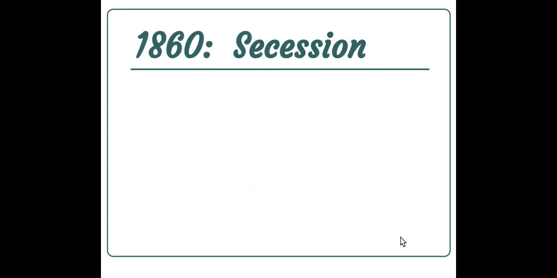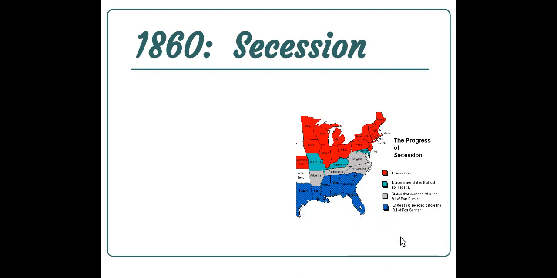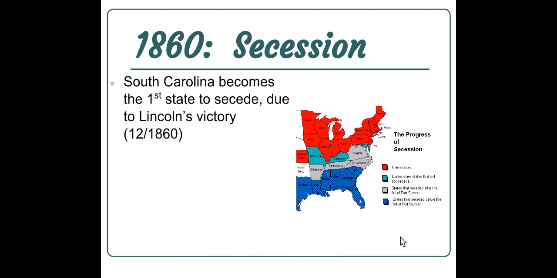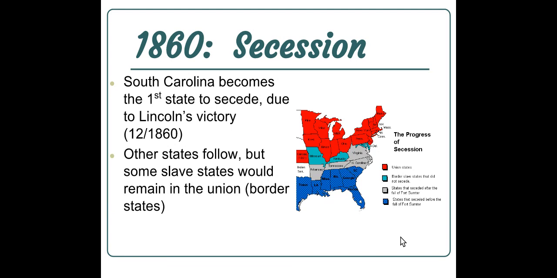So we know that people are going to be upset that Lincoln now wins and that he's going to be a threat to the institution of slavery. In response to Lincoln's victory, South Carolina becomes the first state to secede from the Union. They are going to secede in December of, I'm sorry, 1860, about a month after the election.